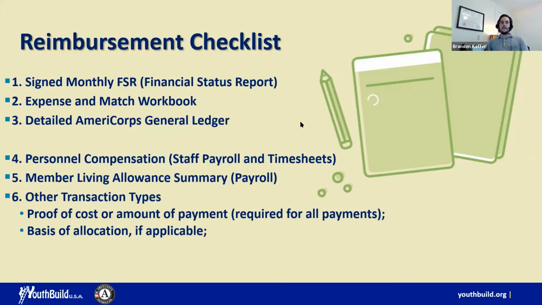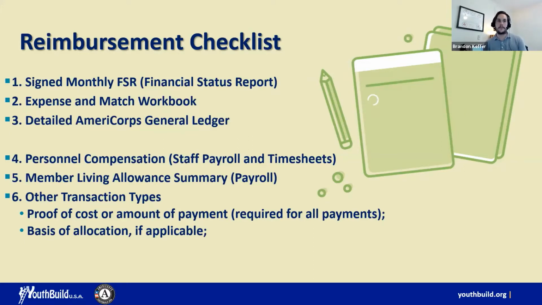After that, we get into backup documentation. So usually your next expense is personnel compensation. So all the staff payroll and timesheets for the reporting period. If you have full-time members that receive a living allowance, you'll want to provide that summary as well, along with the member payroll support documentation. And then all of your other transaction types.